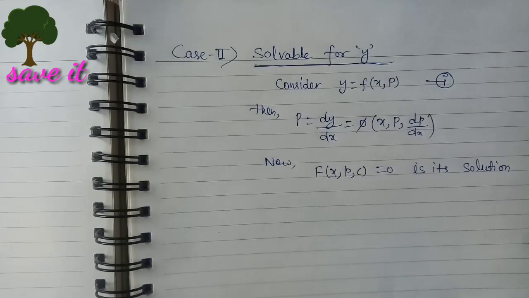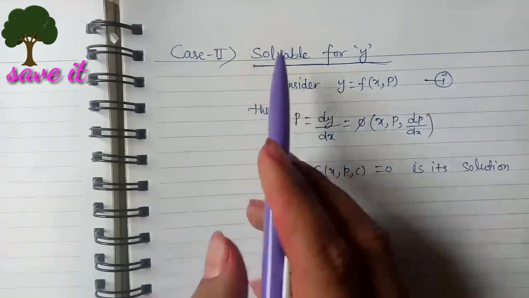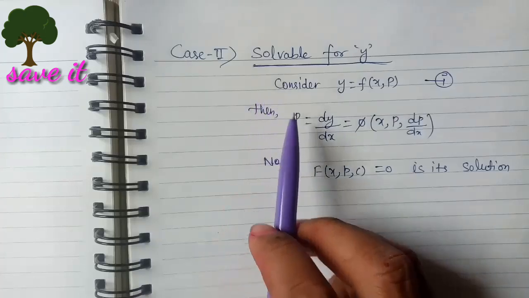Hello everybody, we are going to see case number 2 of equations of the first order and higher degree. Case 1 was solvable for p. Now we are going to see the next case, that is solvable for y.